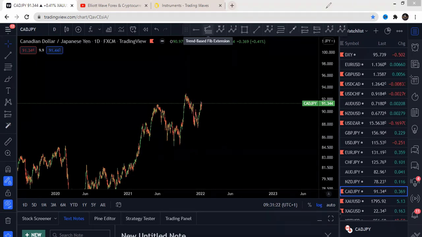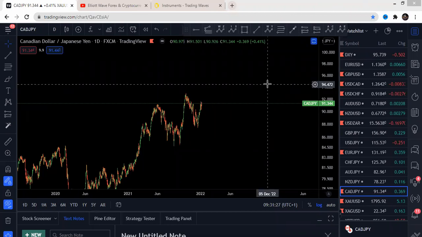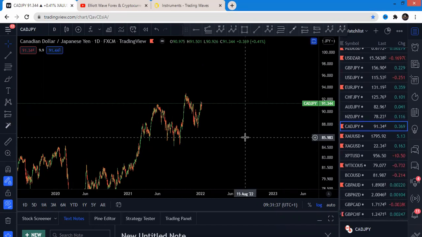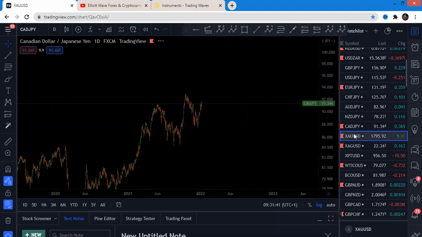You will see that CAD overall is showing strength across the market, and that is because of the oil strength across the board. So CAD should show strength across all the pairs. Let's have a look at the rest. So those are all the yen pairs. Now let's have a look at the commodities.